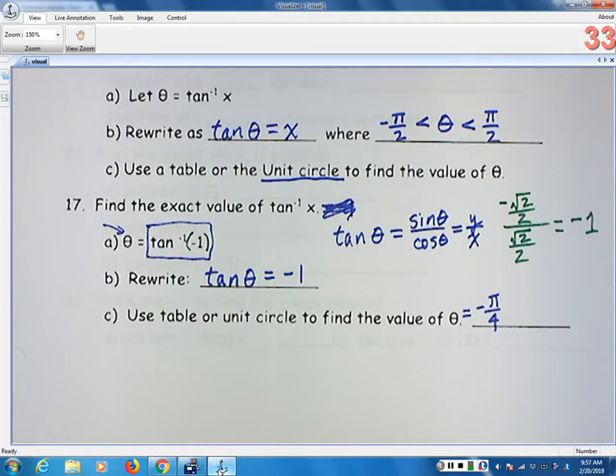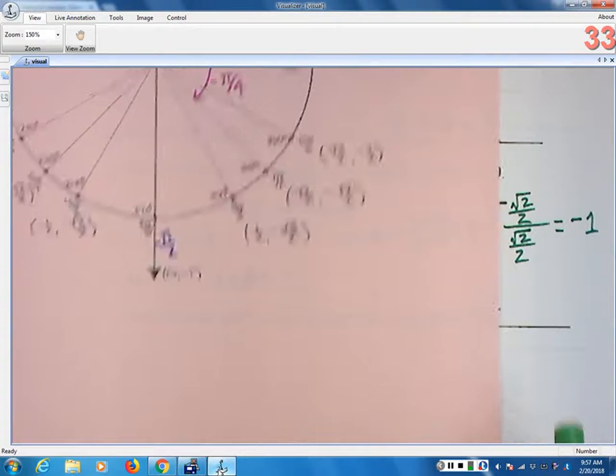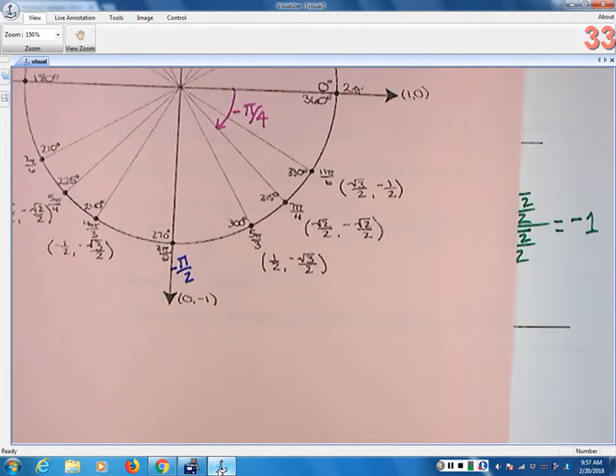So we had to take that, and if you need to write it out, you can write on the unit circle I give you, if you want to.